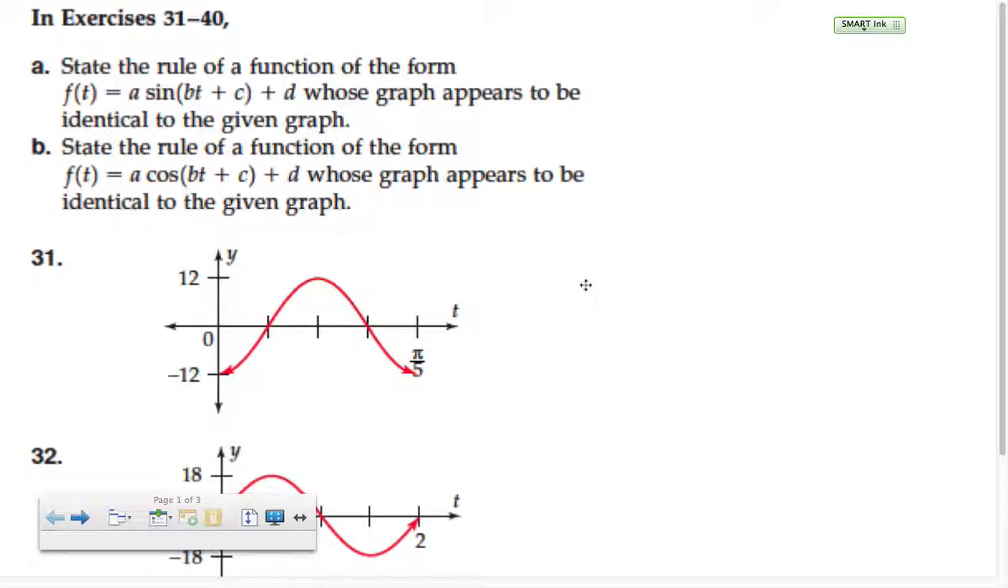Most of the steps are pretty easy. The only one that's kind of difficult is the phase shift, but we'll talk about that when we get to it. So what we have is a graph. Now this graph could be either cosine or sine, and we're going to talk about both of them because we could write it in terms of both.